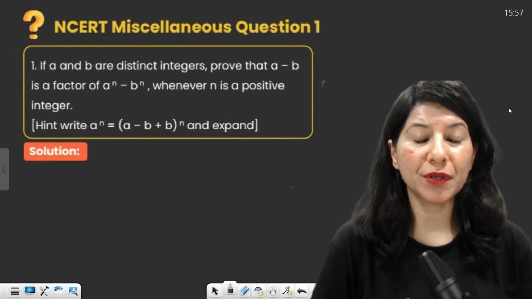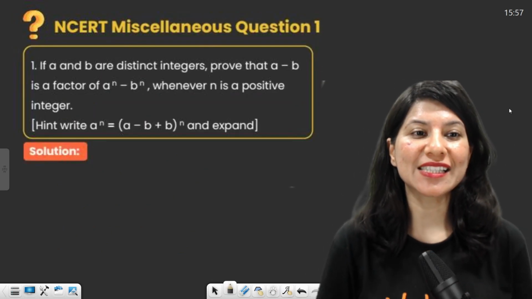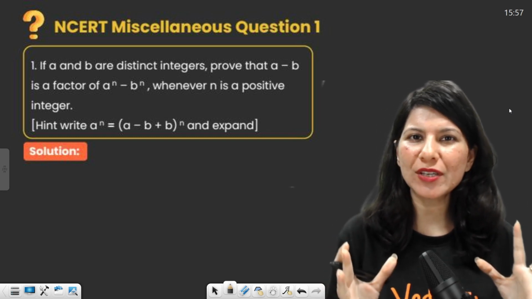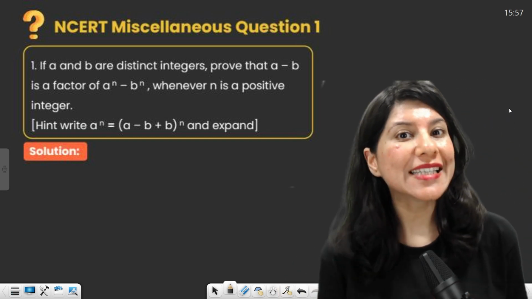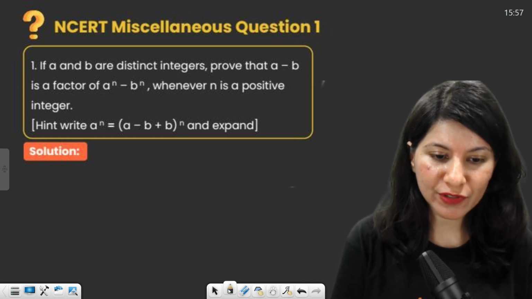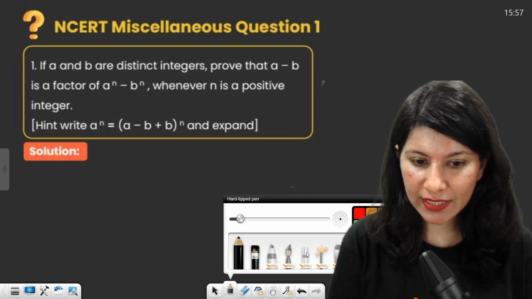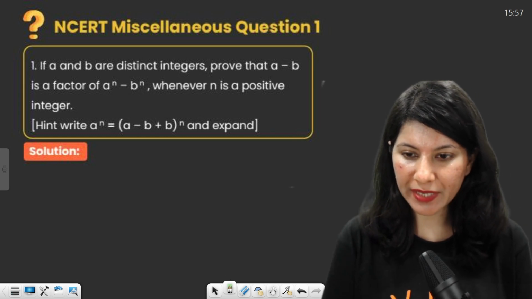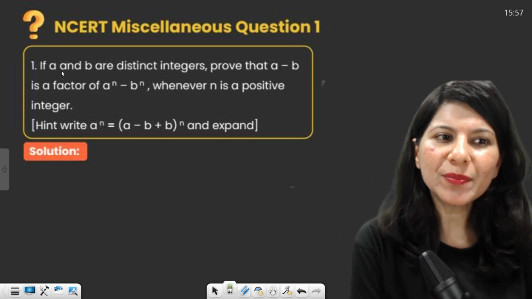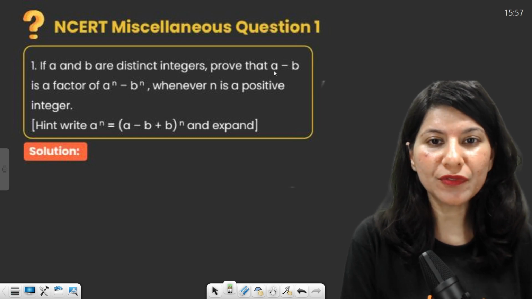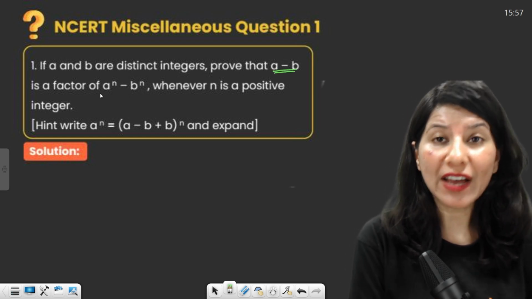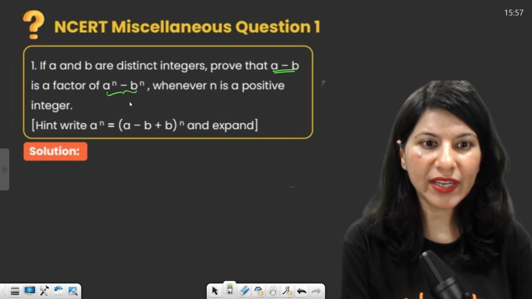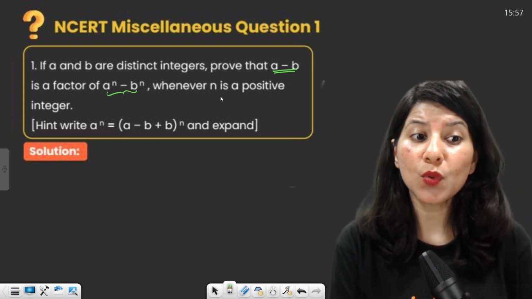All right. So in this session, we are going to discuss NCERT miscellaneous questions. There are 6 questions in the binomial theorem miscellaneous exercise. Let's start with the very first question. The question says, if a and b are distinct integers, prove that a minus b is a factor of a raised to power n minus b raised to power n, whenever n is a positive integer.